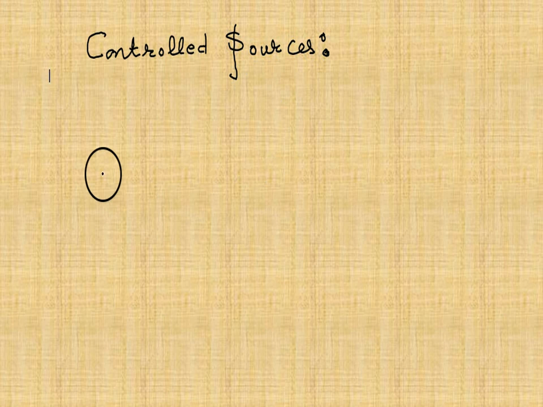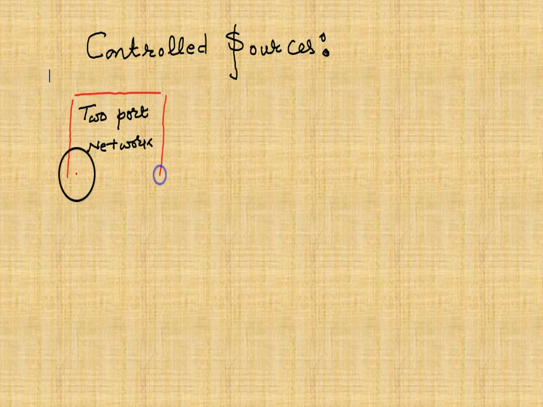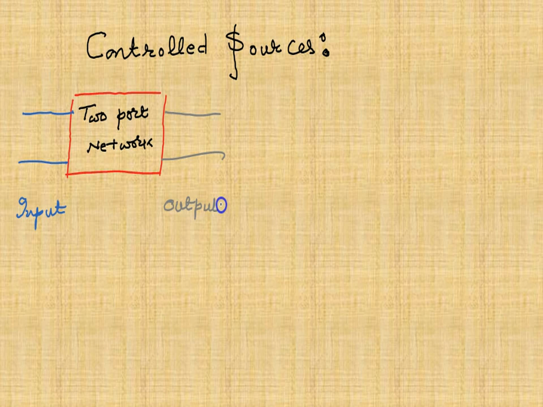Controlled sources. Today we understand what is the meaning of the controlled sources. Let me first define the two-port network, the input terminals, the input port, output terminals, that is the output port, plus minus V1, V2, I1, I2. These are the conventions.